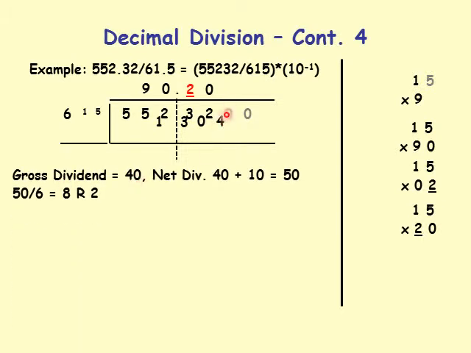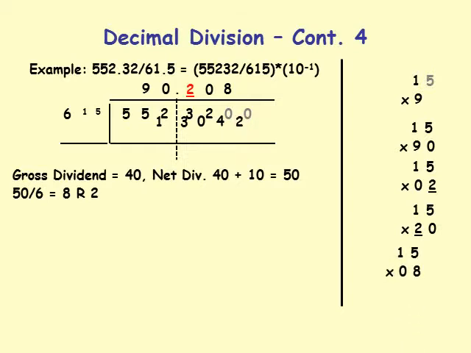Okay, gross dividend is 40 here. Net dividend is 40 plus 10. I got 1 times 0 is 0. 5 times negative 2 is negative 10. When we subtract negative 10 from 40, it becomes 40 plus 10, which is 50. Now we divide 50 by 6. I got 8, remainder 2. So I got 8 in the quotient line and 2 in the remainder here.